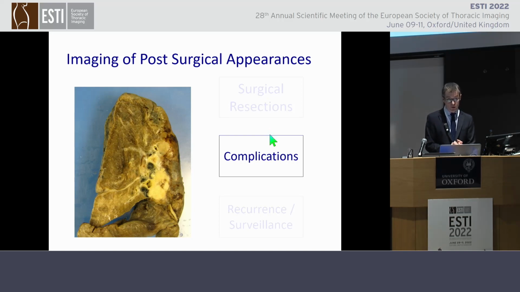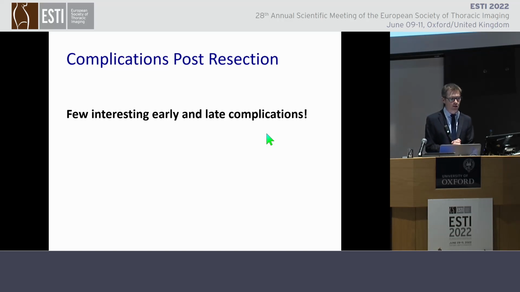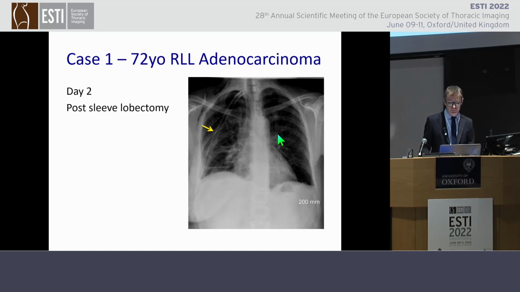So if I move on just from talking about the surgical operations to talk about complications, what I'd like to focus on are really ones that we identify as radiologists rather than the ones that thoracic surgeons come down and tell us that we've missed on a chest x-ray. So I'll talk about a few interesting early and then some late complications.